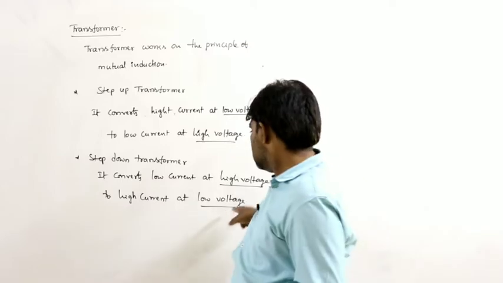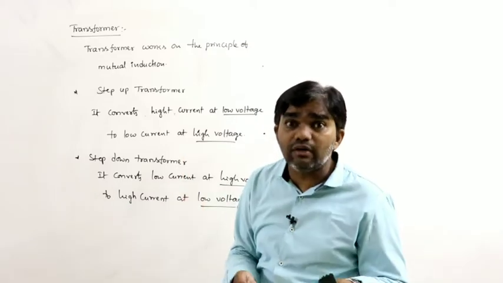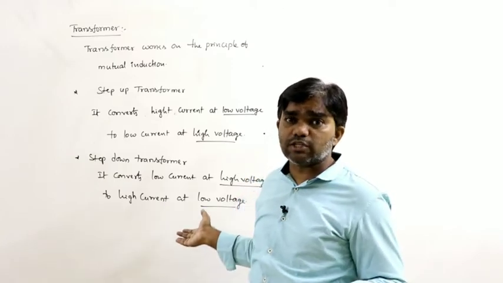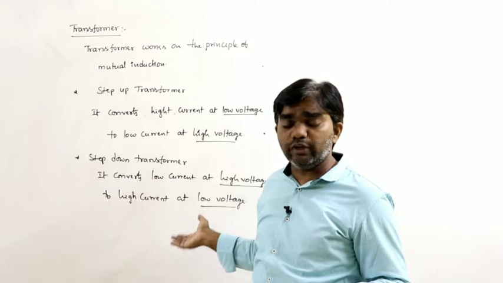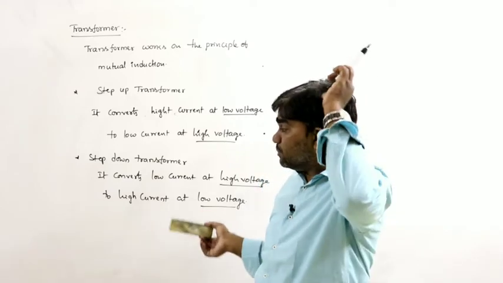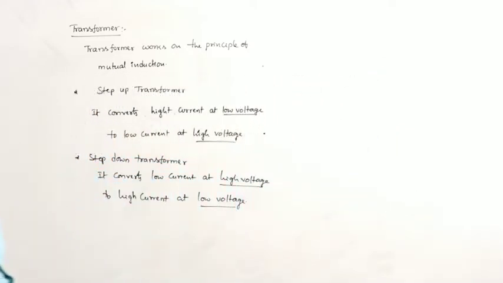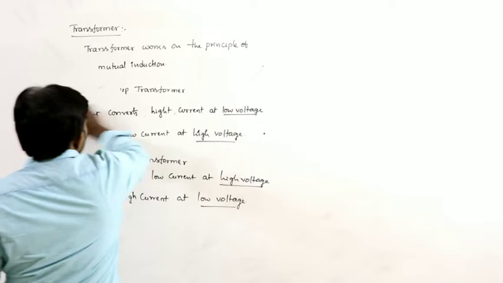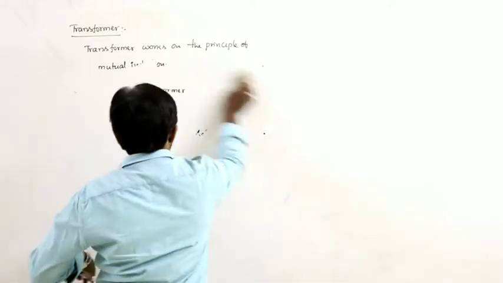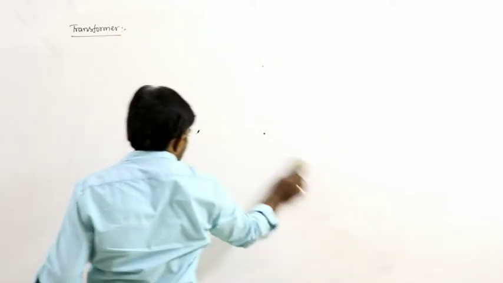Step down means the voltage decreases. Again stepped down, then when it reaches our household appliances, the voltage is approximately 220 to 240 volts. So that is the basic principle. This is based on the transformer working on the principle of mutual induction. So how does this work on the mutual induction process? Let us discuss this.